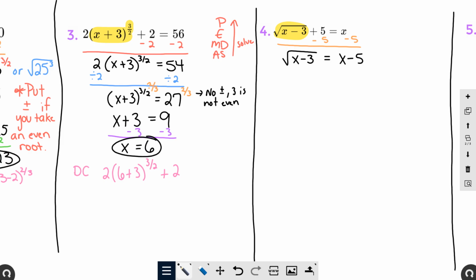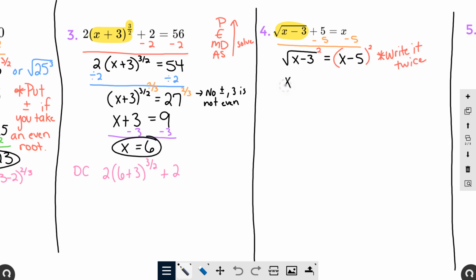Now, what are we going to do in step 2? Get rid of that square root. We need to put it to a power of 2. Now, when you put it to a power of 2, can I just square both of these separately? Nope. I have to put parentheses around it and put a squared. And what happens when you put a squared? You have to write it twice and FOIL it out.